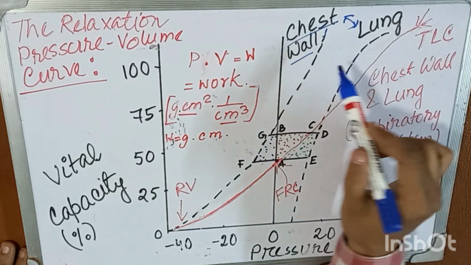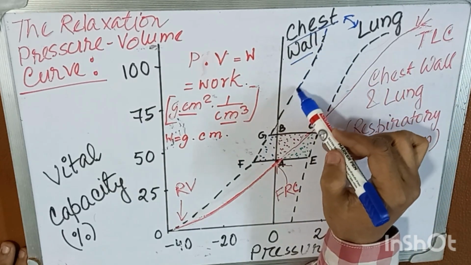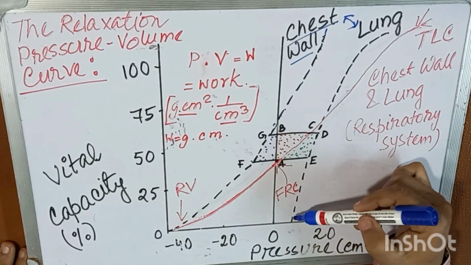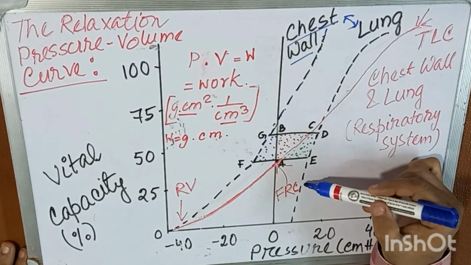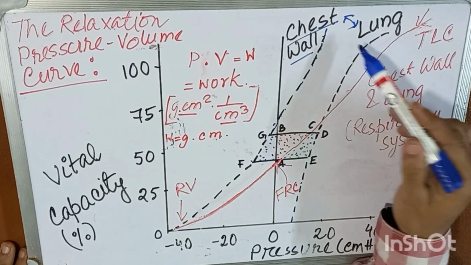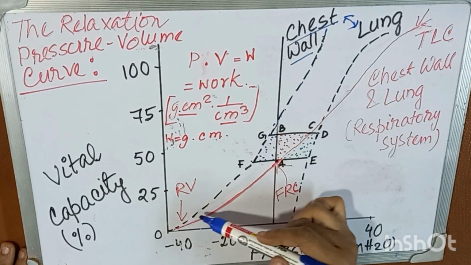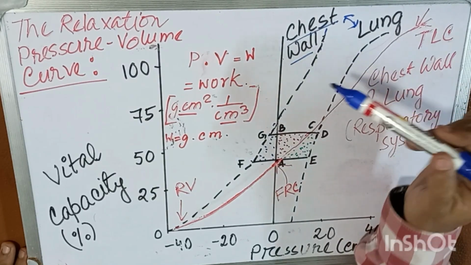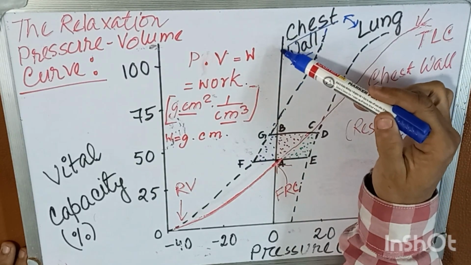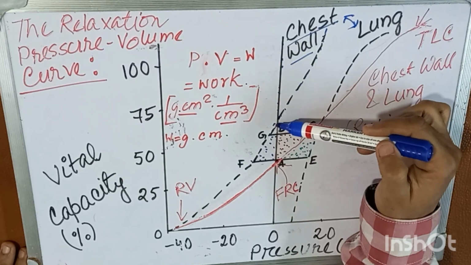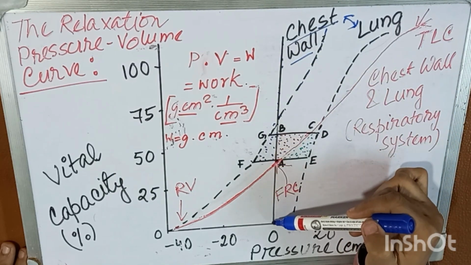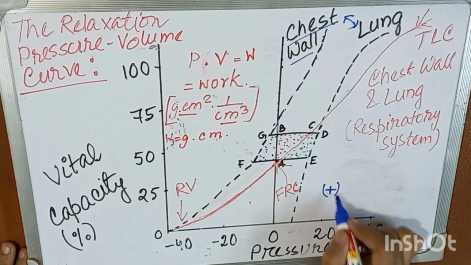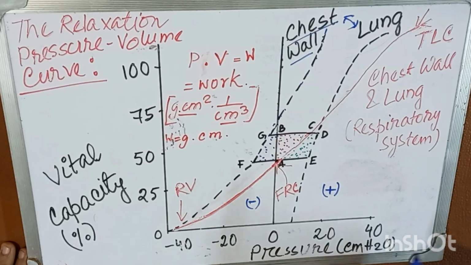Why is the lung curve to the right of the chest wall curve? That I will explain first. This is the lung curve and this is the chest wall. For this explanation you need to know certain things. This is the zero pressure line, that is the atmospheric pressure line. This is the positive pressure part, and this is the negative pressure part.